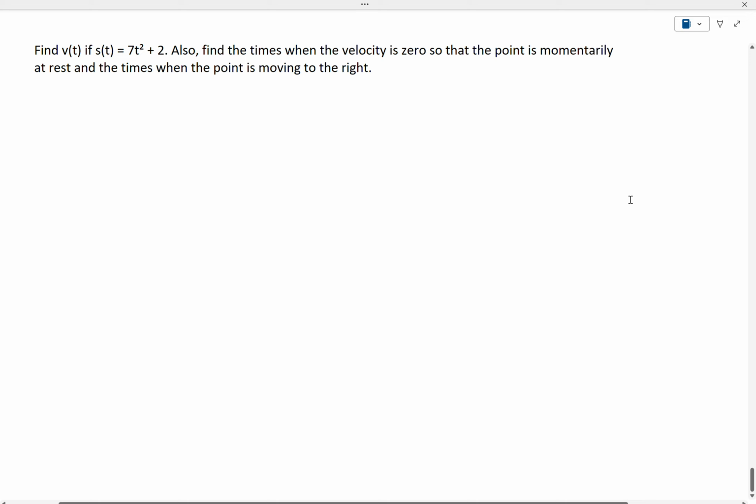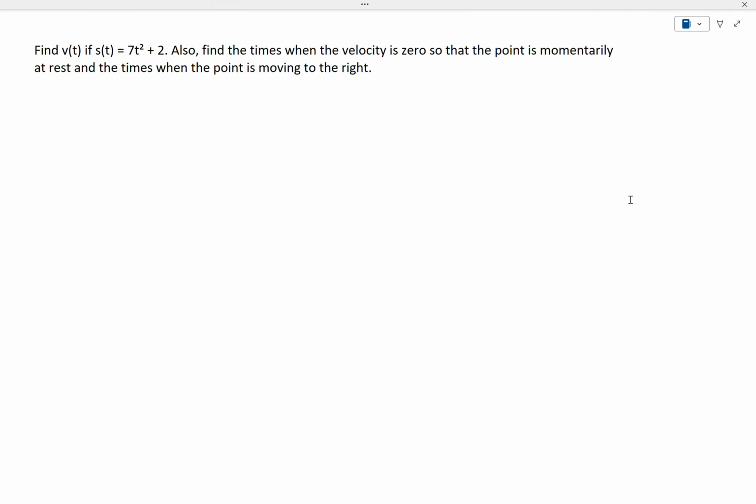In this video, we're going to be doing a standard calculus problem that involves position and velocity. So let's jump right into it. Find v of t if s of t is equal to 7t squared plus 2. Also, find the times when the velocity is 0 so that the point is momentarily at rest, and the times when the point is moving to the right.